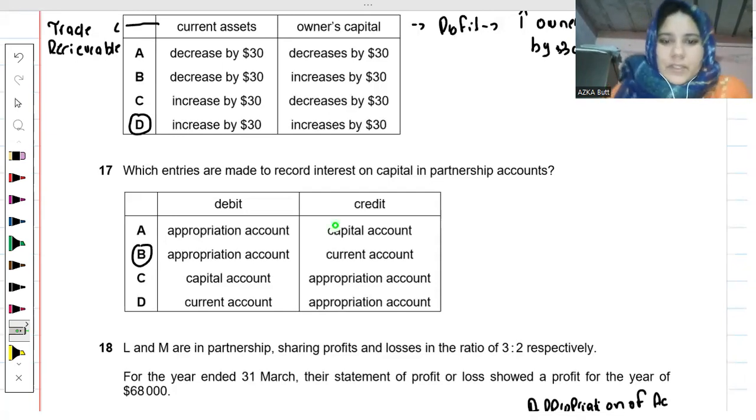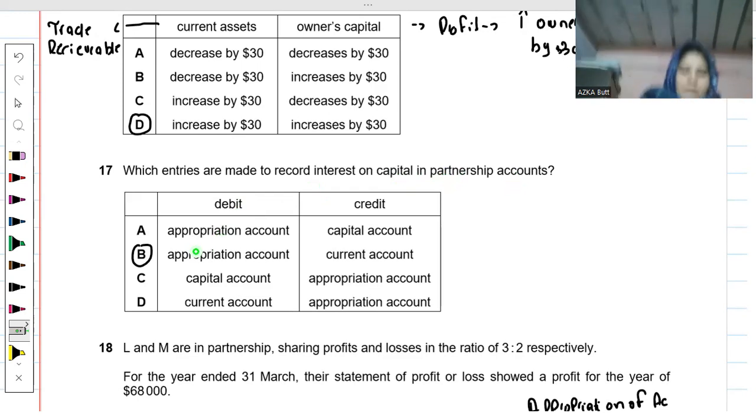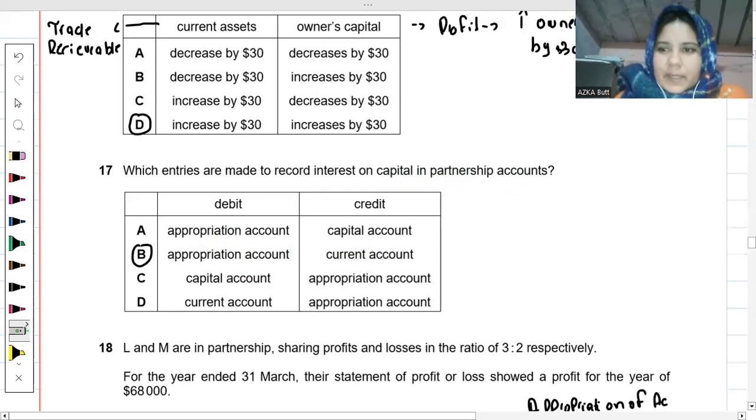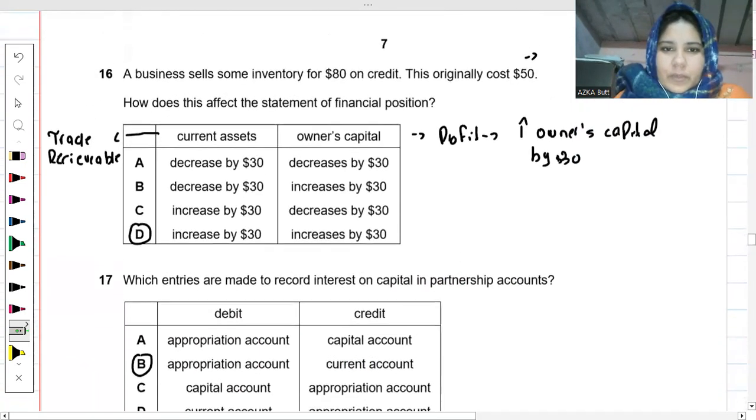Okay. So after that, we have question number 16. Which entries are made to record interest on capital in partnership accounts? So we know that it would be debited in the appropriation account, and it would be credited in the current account. So it is very easy. Option B is right. I don't think we have to talk about it more.